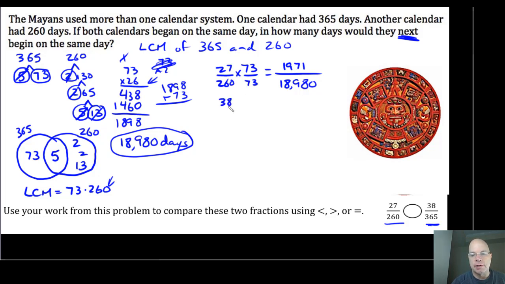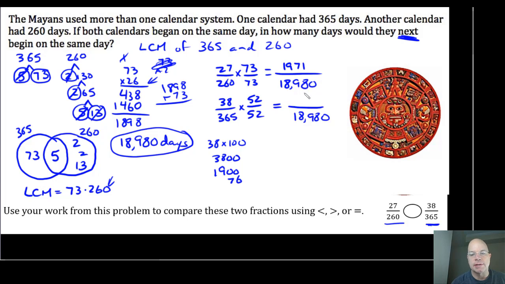The 38 365ths can be converted into 18,980ths by multiplying by 2 times 2 times 13, because 365 multiplied by 2 times 2 times 13, which is 4 times 13 is 52, will give you that LCM. And so 38 multiplied by 52, I kind of want to do 38 multiplied by 100 because that's easy. It's 3,800. Half of that, 1,900, would be 50 38s, and 2 more 38s is 76, so 1976.